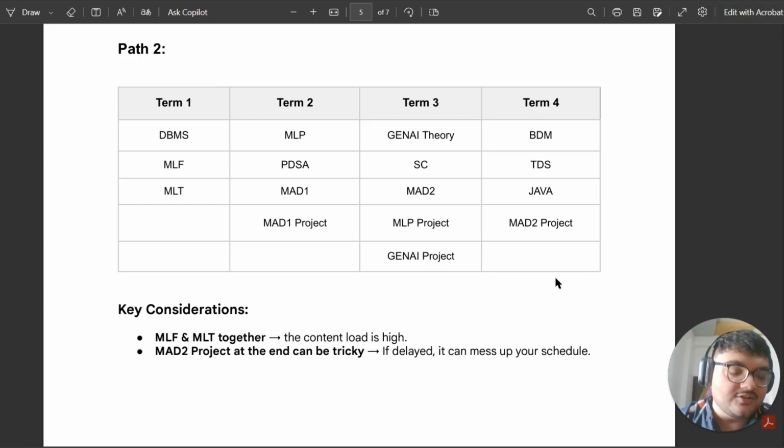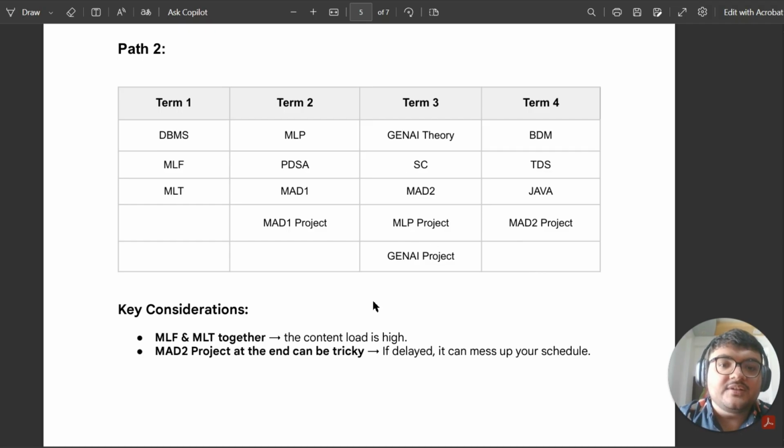But the con of this combination is that you have two projects in one term. In any one term there will be two projects. So a student who is planning for the future can take the GenAI project in the fourth term. So there will be two projects in term four, and you will have to complete them.